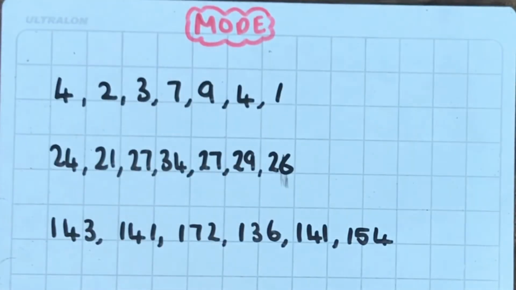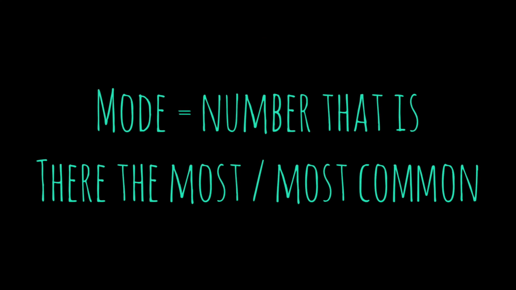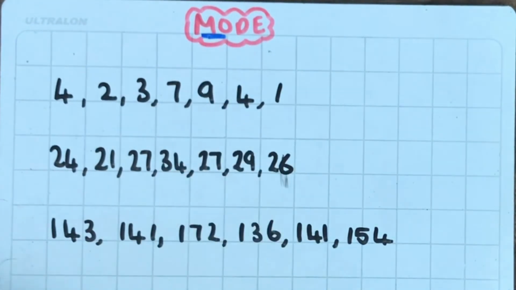Okay, so the last thing we're going to look at is the mode. Okay, the mode is the number that's there the most, or another way to say it is the most common number. How I remember it is the MO. So MO means most.